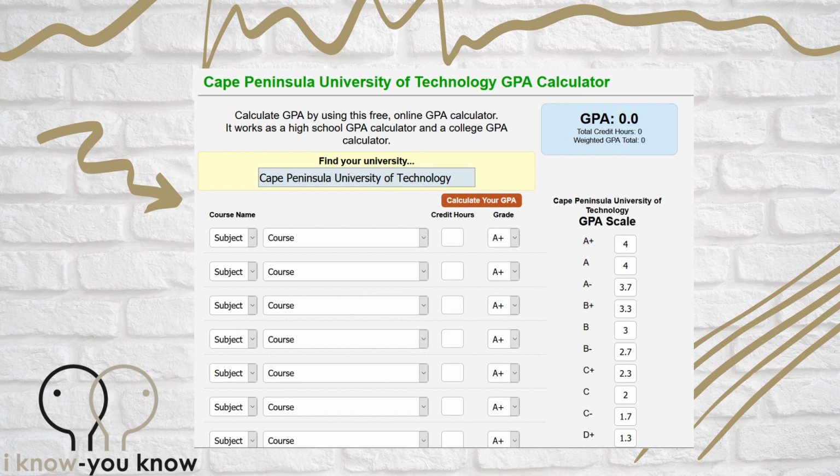As you can see in the picture shown, you would need to choose your course name there where it says subject, and where it says course, you'd be specific what course it is. You'd enter the credit hours and the grade that you got for that specific course, and then they would tell you what you got in terms of your GPA there at the top right corner.